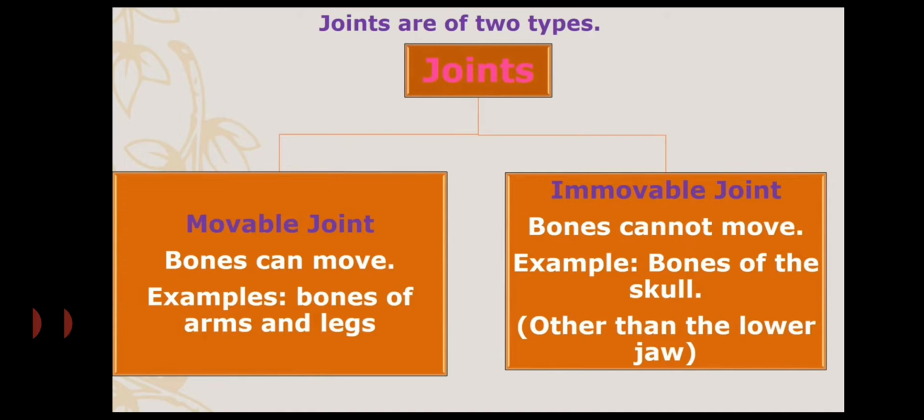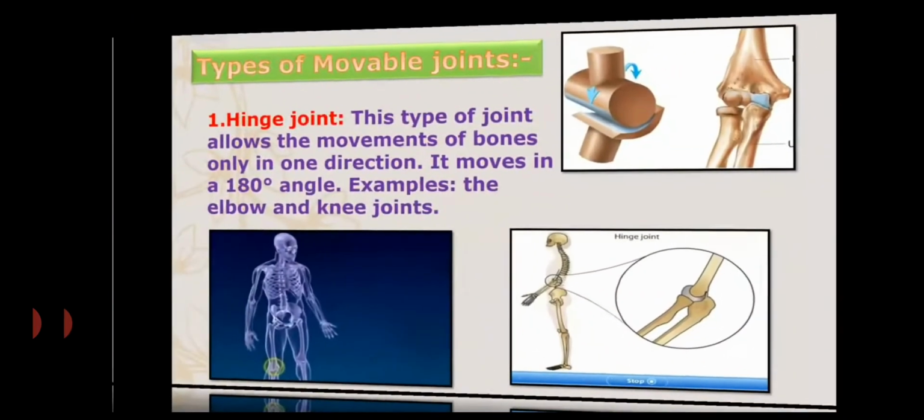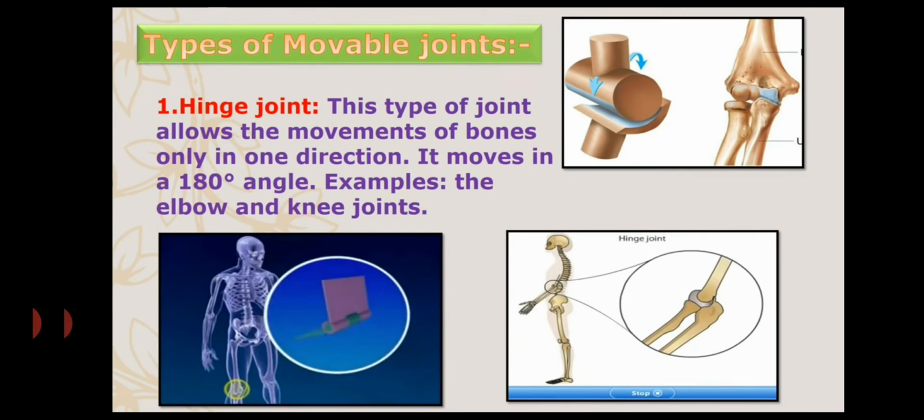Example, bones of arms and legs. We can move everywhere. But for immovable joint, examples are bones of the skull other than the lower jaw. So children, here bones of the skull will not move. For movable joints, for example, bones of arms and legs, because we know with the help of arms and legs we all are doing all the functions of the body. That's why both movable joints and immovable joints are working for our body.